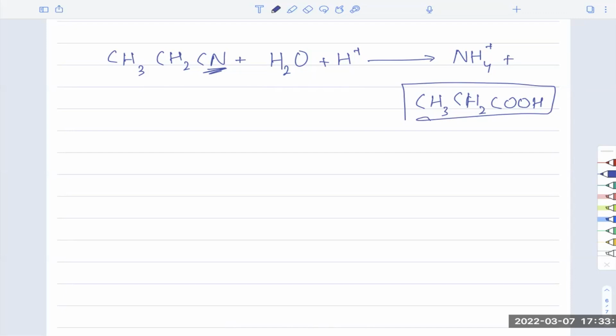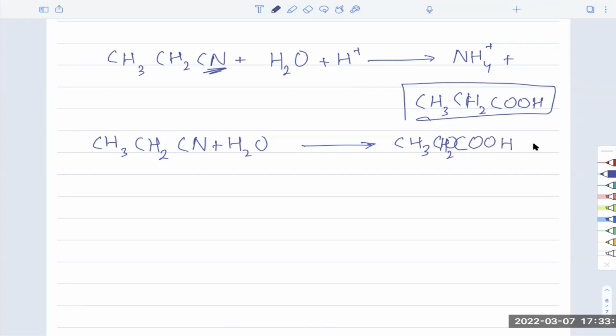Now, in case you don't have H positive available, then water can still play a part. If you add the nitrile to water, it converts it to CH3CH2COOH, and depending on what you have, it's also forming ammonia. So the primary reaction is that in the presence of water, the nitrile group will break down and form carboxylic acid. But it has to be impure water, because impure water does something else. In case H positive is available, as is the case over here, that H positive is given to the ammonia that forms, and it forms ammonium.